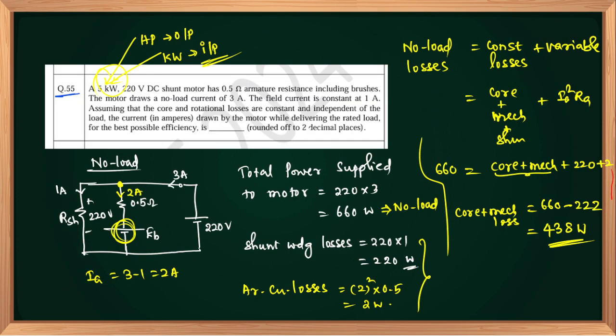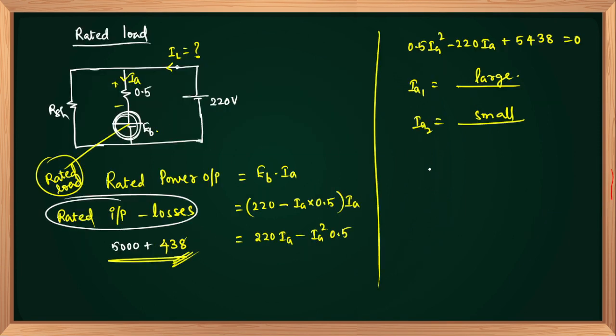He's asking for the current drawn by the load at rated load for the best possible efficiency. If you want the best possible efficiency, input must be less. If you want input to be less, current drawn by the motor must be less. So we select the armature current as the least current. Solving this quadratic equation, you will get the armature current as around 26 point something amperes. But that is not the answer.